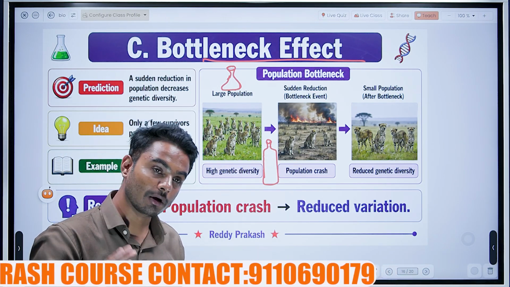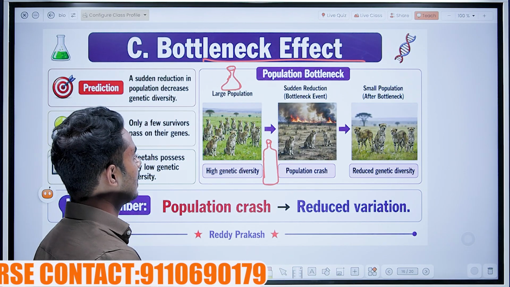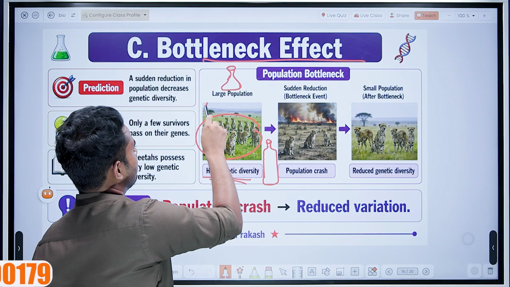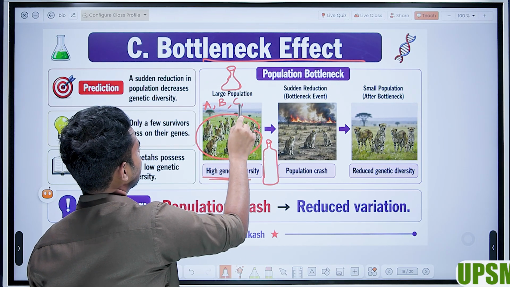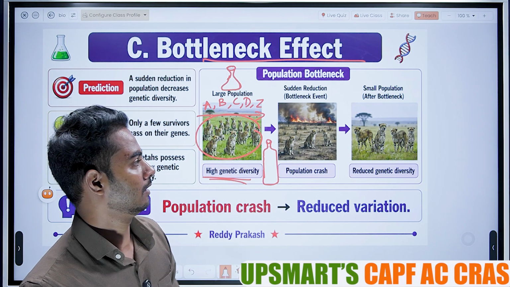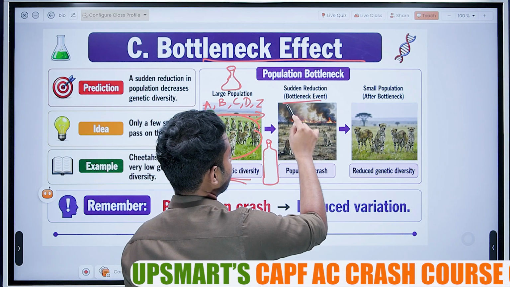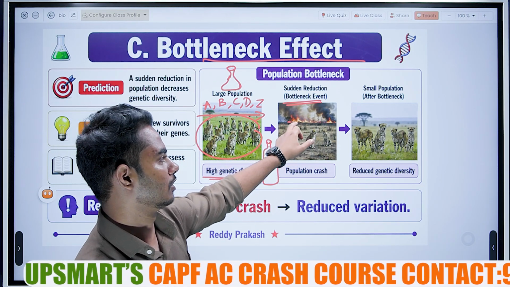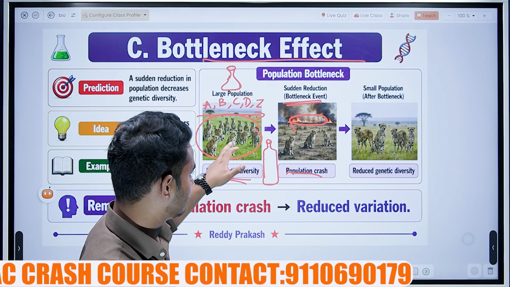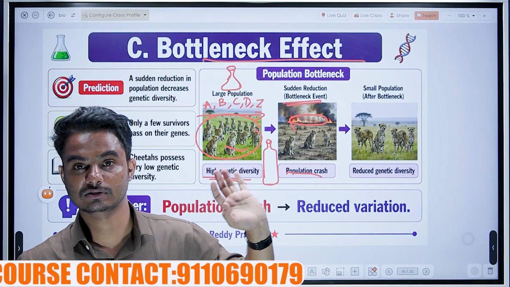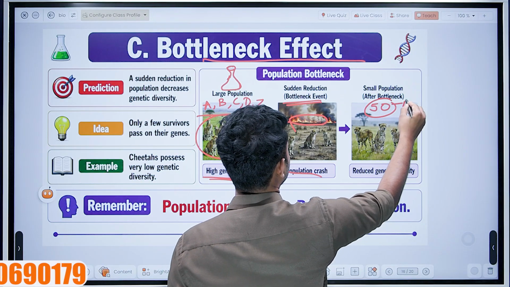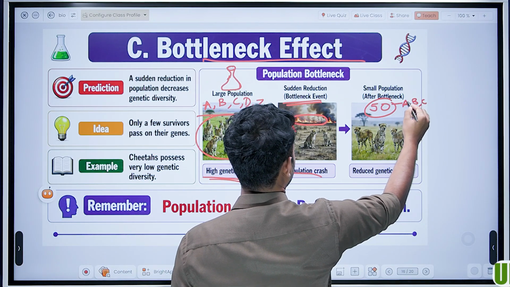Why the name bottleneck, sir? Now I'll tell you with an example. Say a large population of cheetahs. Very high genetic diversity. A will be there, B will be there, C, D, E, F until Z. Now, sudden reduction, bottleneck event, like a disaster, forest fires happened. Many of them died. Population crashed. Out of 1000 cheetahs, only 50 survived. Out of A to Z, only ABC remained.